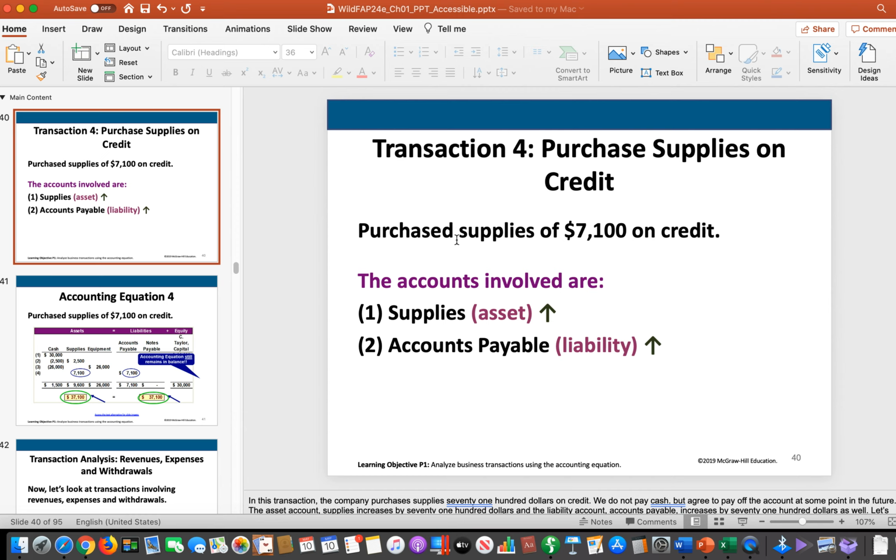This company purchased supplies on credit. Didn't pay cash for it. Did not pay cash for it. It bought it on credit.